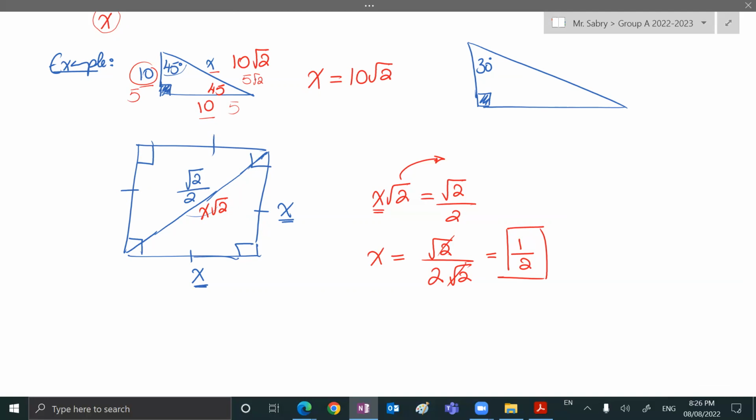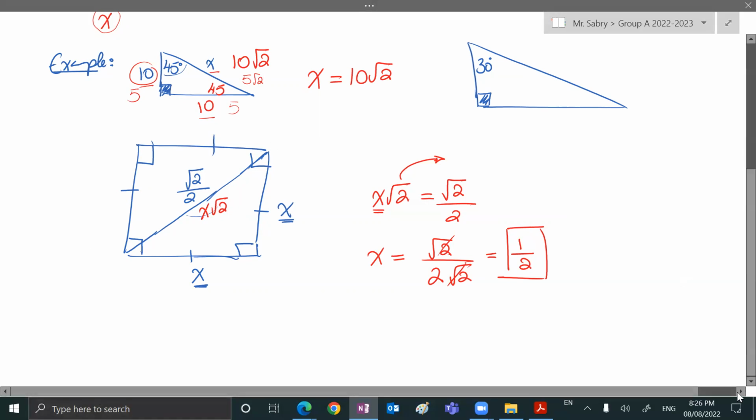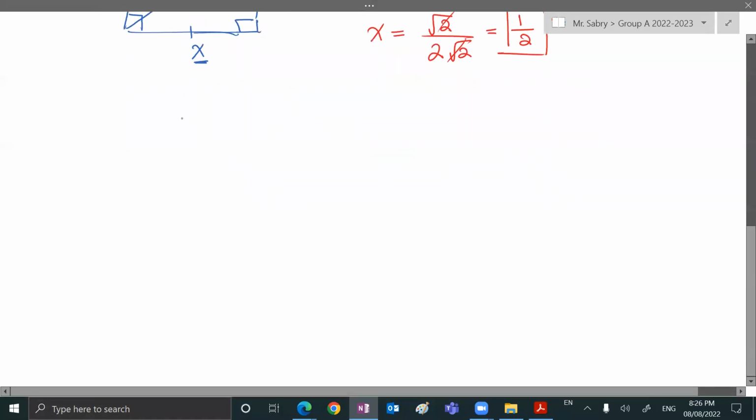No, try to explain more to me what you're trying to say. What I'm trying to ask is, why do we need 5 root 2? That's what I don't get. It's not that we need it. It depends on the question.